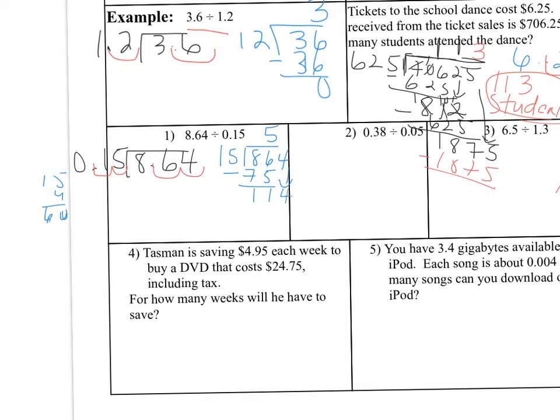How many times does 15 go into 114? Well, 15 times 6 is 90. 15 times 7 is going to be 105. So that would probably be the closest. So 7. 7 times 15 is 105. And then what's 114 minus 105? That's going to be 9. All right. So I still have something left over.